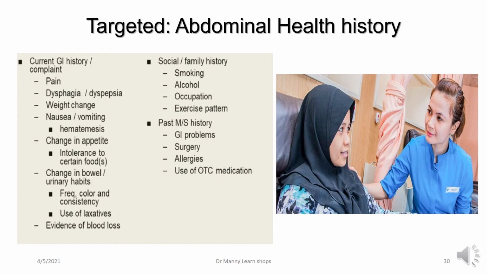Is there a family history of smoking, alcohol? What's their occupation? Does she exercise? Is there a past medical surgical history with gastrointestinal problems? Has she had surgery? Is she allergic to anything? Does she use over-the-counter medications? These are all components of a targeted abdominal health history.